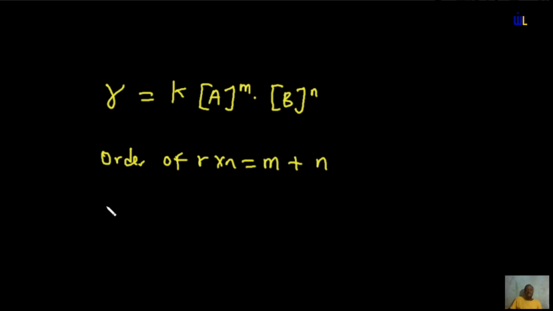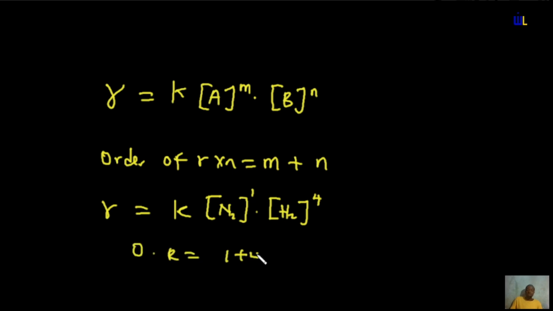So if, for instance, I have a rate law expression, let me give another example. Imagine I have nitrogen and hydrogen reacting. That is to say, the rate law is K multiplied by the concentration of nitrogen to the power 1, multiplied by the concentration of hydrogen to the power 4. If I want to know the order of the reaction, I'll simply add these powers on the concentrations, and the order of the reaction will now be given as what? 1 plus 4, which is 5.